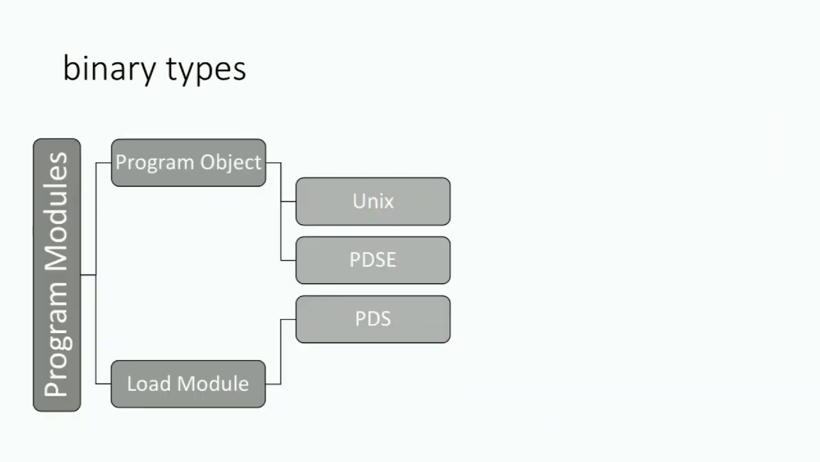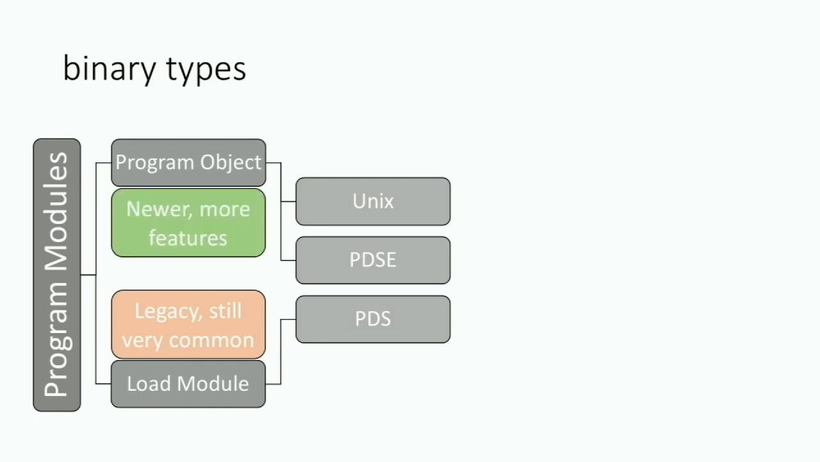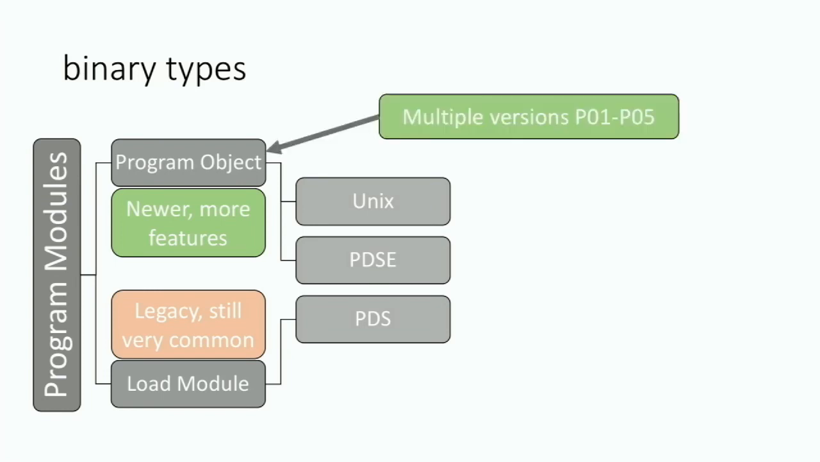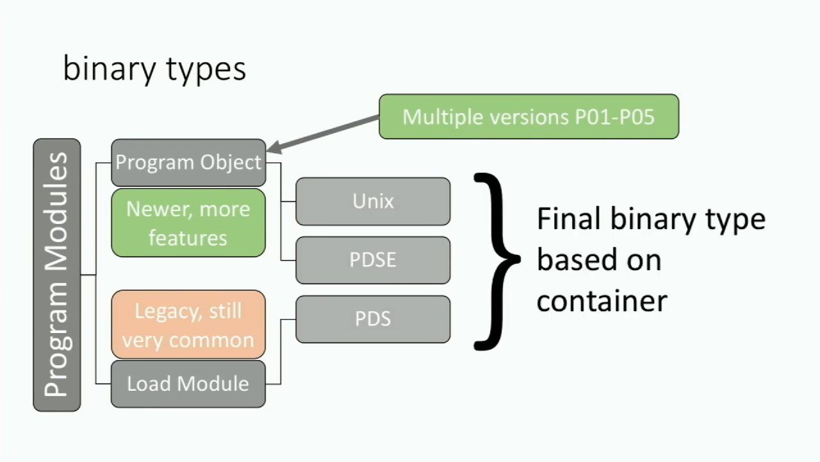Program modules then have a couple of different types. These are the actual executable binaries: load modules and program objects. A load module is a legacy construct that's been around for a long time. A program object is relatively new, has a lot more features, and a bunch of different kinds of formats. I'm not going to dive into these at all, except to say that the differentiation between them has to do with where they land.